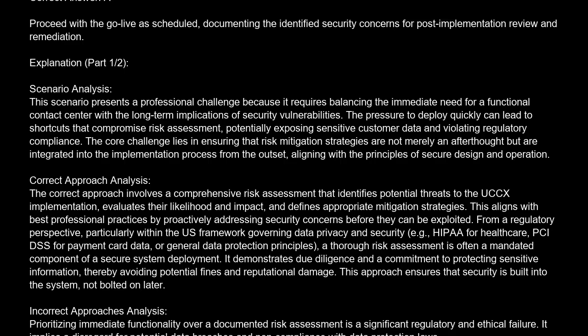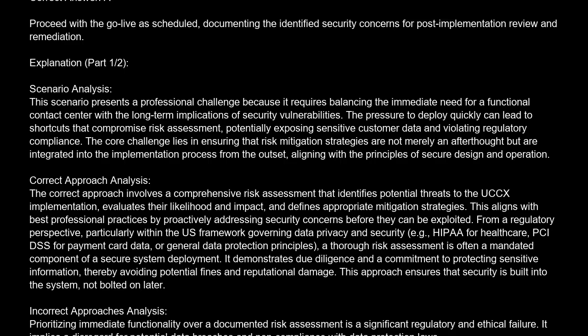Correct approach analysis. The correct approach involves a comprehensive risk assessment that identifies potential threats to the UCCX implementation, evaluates their likelihood and impact, and defines appropriate mitigation strategies. This aligns with best professional practices by proactively addressing security concerns before they can be exploited.